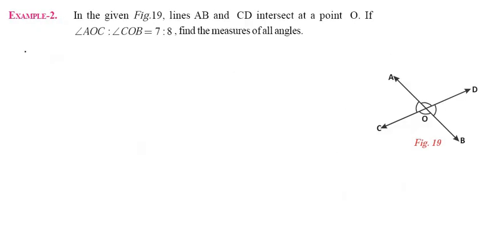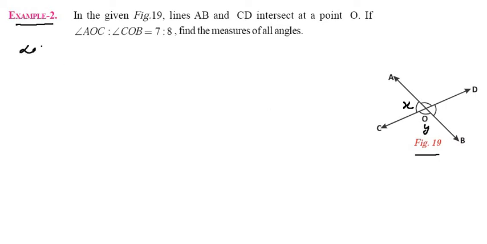Let us see example 2. What will be in this exercise? In this example, in the given figure 19, it is given in your figure 19. Lines AB and CD are intersecting. Both lines are intersecting at O. If angle AOC, where is the angle of AOC? You can see this one is x angle. And the angle of COB, where is COB? You can see here COB. Suppose this one is the y angle.